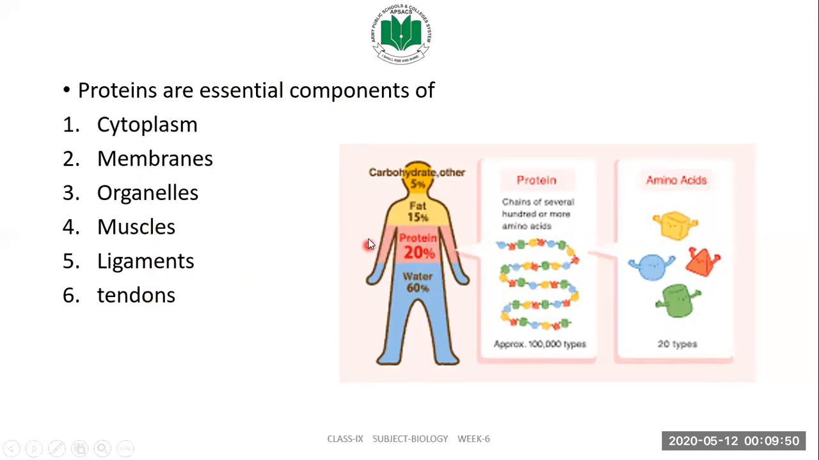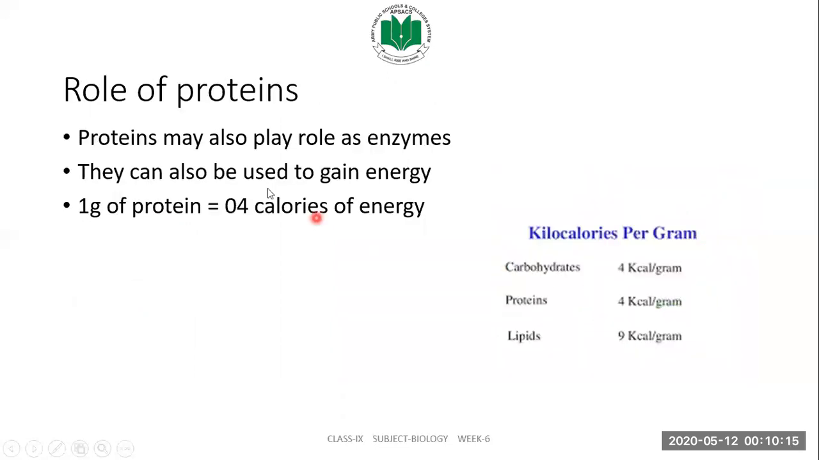The human body is made up of 15% fats or fatty acids, while 20% of the body is composed of proteins. Proteins are chains of several hundred amino acids. You can see here different amino acids join together to form proteins. Each amino acid is very specific. As you can see here, there are 20 types of amino acids, they join together again and again to form a long protein molecule. Proteins also play a role in enzymes.